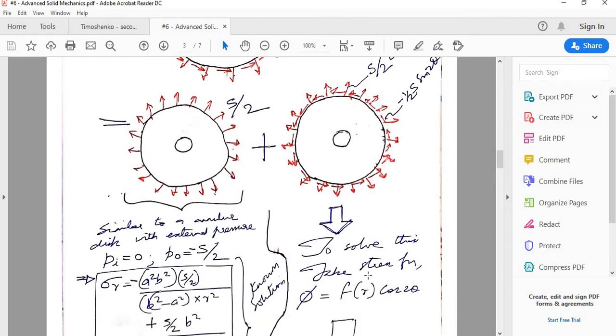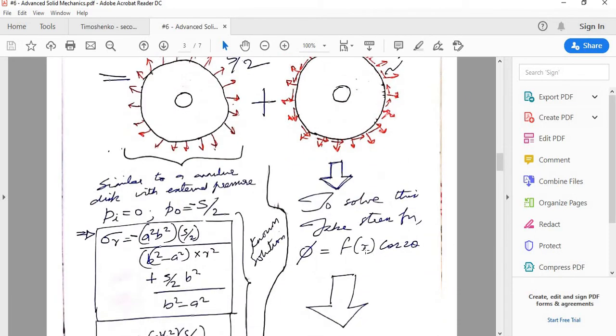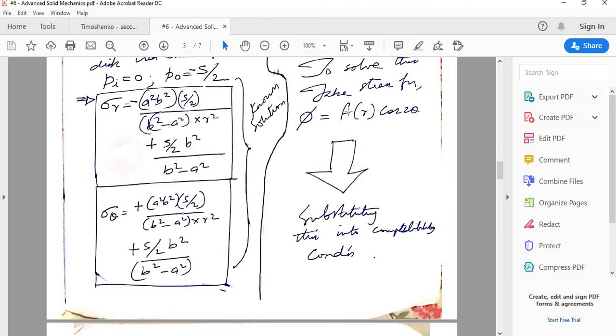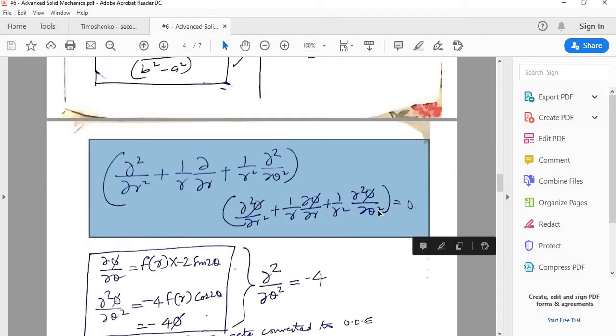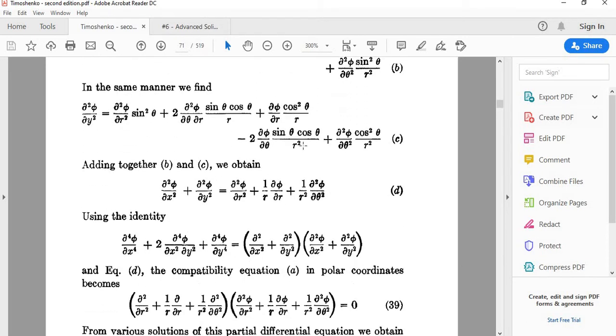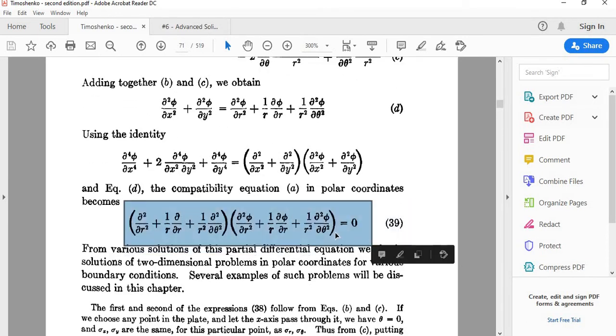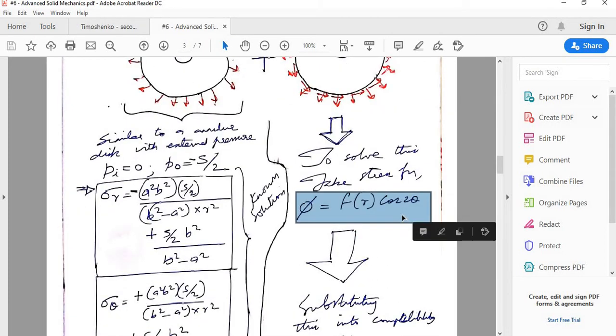So it is found that the solution for this particular problem is obtained if you take the stress function in the following form. Now what is f of r that we will evaluate? For evaluating it, first let us substitute it into the compatibility condition. So what is our compatibility condition? This is our compatibility condition in polar coordinates. If you want, I'll go back to that page 71. See, this is the compatibility condition in polar coordinates. So this particular function, we substitute it into that.